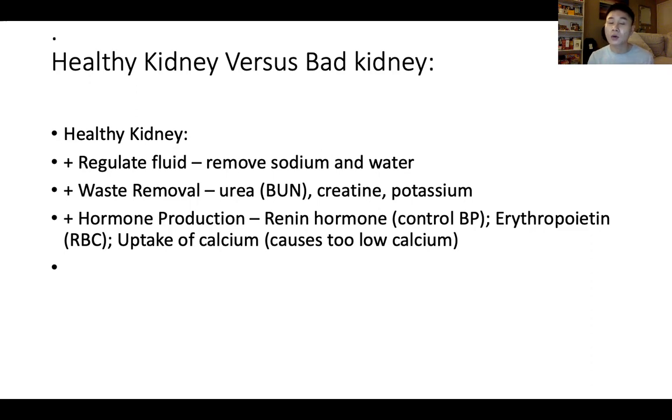A healthy kidney also plays a vital part in hormone production. As we all know, the kidney secretes renin, which plays a vital part in controlling the blood pressure of the body. Also erythropoietin. Erythropoietin is the hormone that stimulates the bone marrow to produce the red blood cells in our body. A healthy kidney also regulates the level of calcium. When the kidney doesn't work effectively, it causes decreased uptake of calcium, therefore leading to a low level of calcium. Okay.